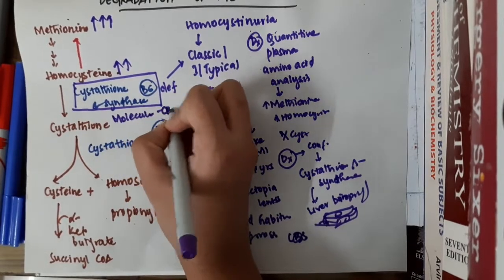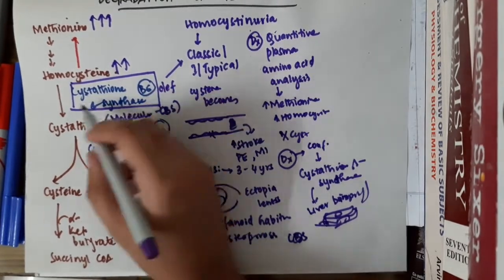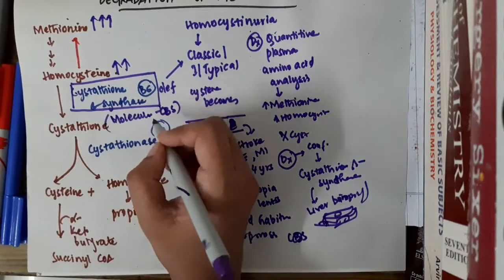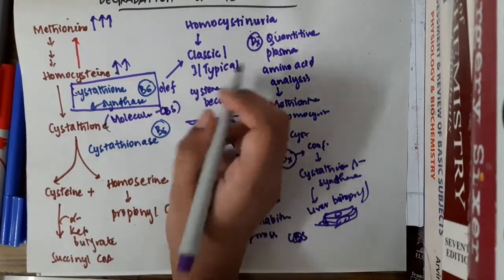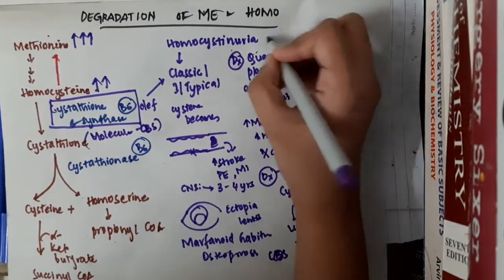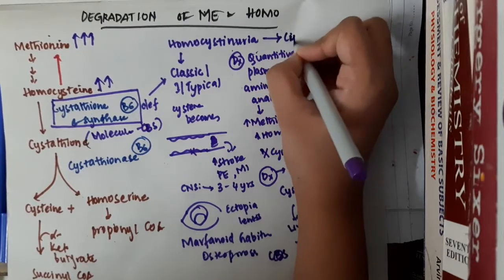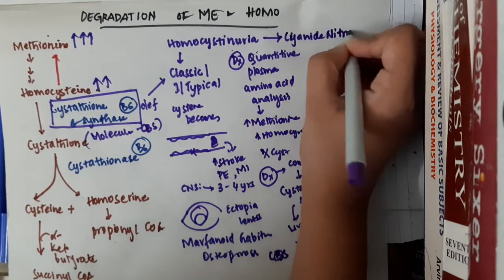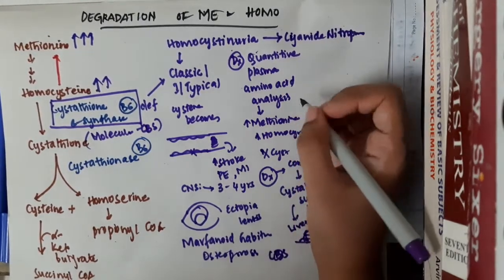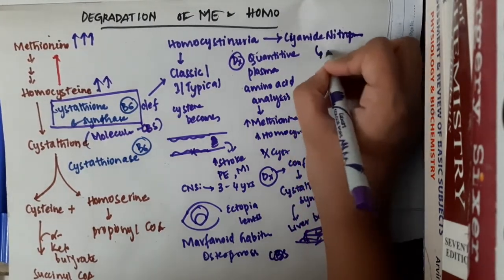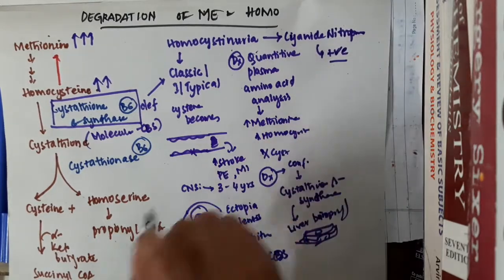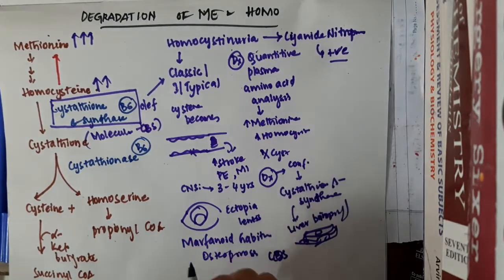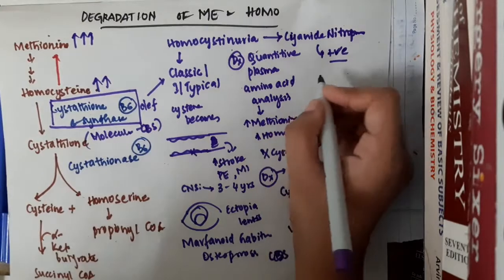Molecular testing of the CBS gene, which is the cystathionine beta synthase gene, can also be done for homocystinuria. The cyanide nitroprusside test can also be done, and it shows positive in homocystinuria. Right? Then how are you going to treat it?